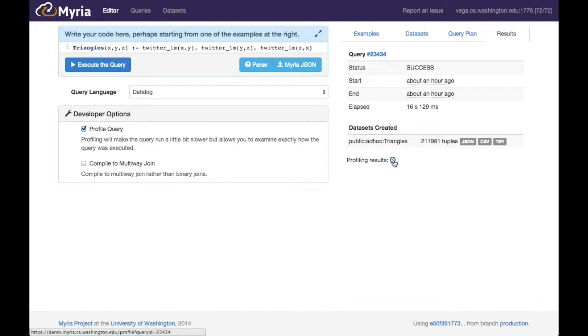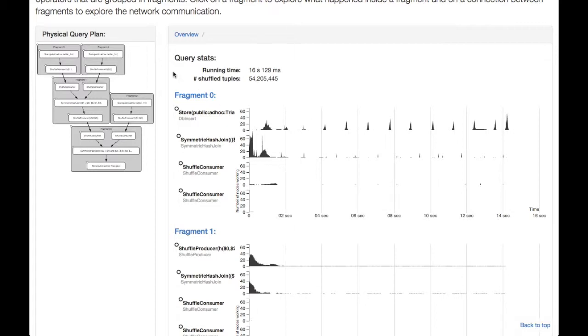query visualization tool. In the visualization, we have the physical query plan on the left, and on the right we have an overview over the whole execution. At the top, we can already see that one problem could be the large number of tuples that had to be sent during the execution of this query.